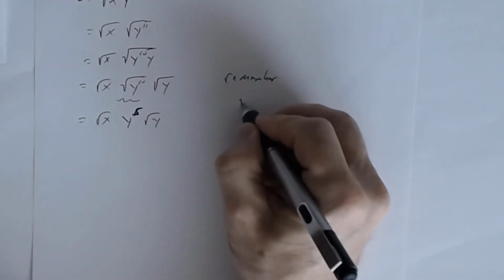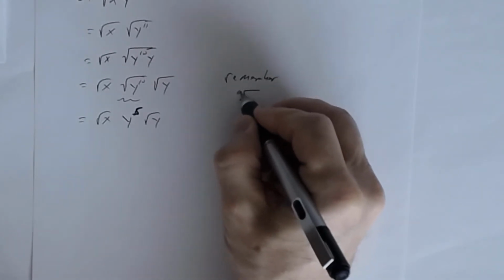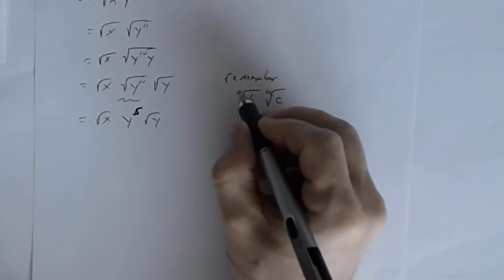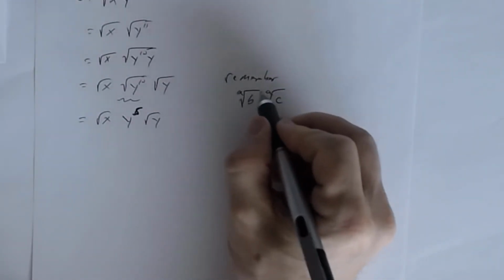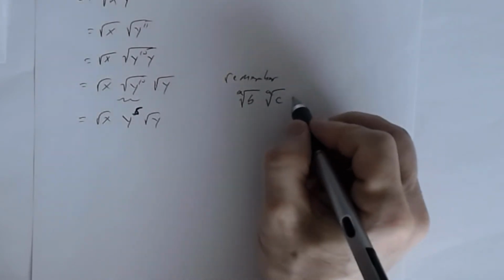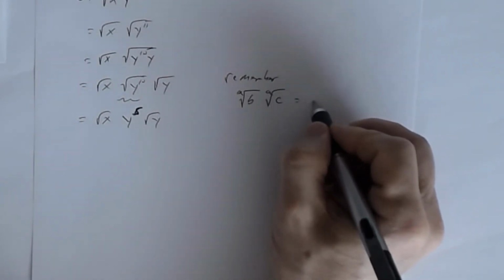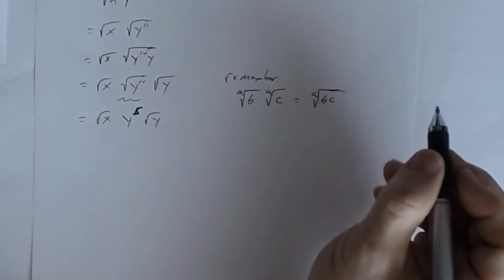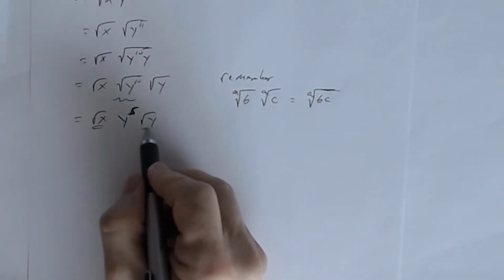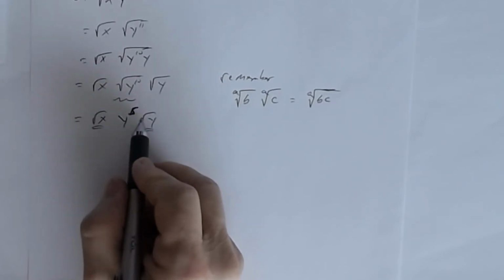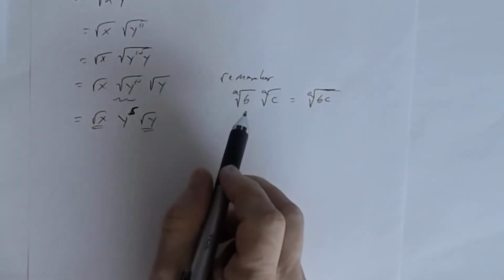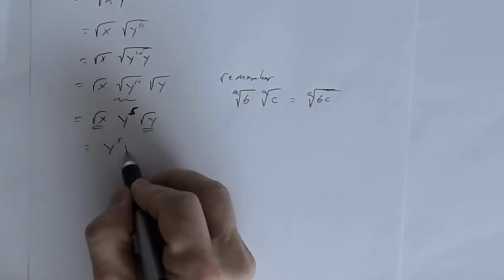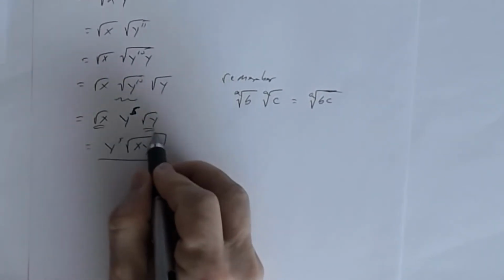If I have the a-th root of b times the a-th root of c, as long as the indices are the same, I can write this as one radical. So it'll be the a-th root of b times c. Notice that this and this both have index 2, so I need you to use this property. That becomes y to the 5th times the square root of xy. So that's the answer.